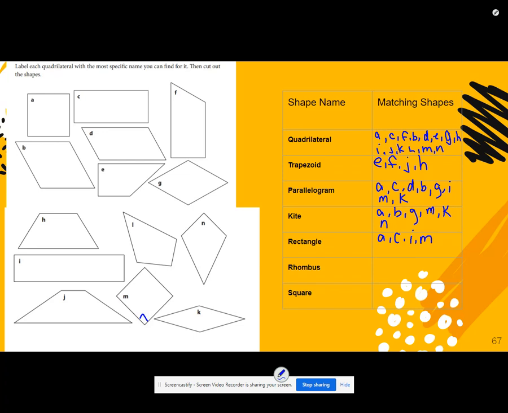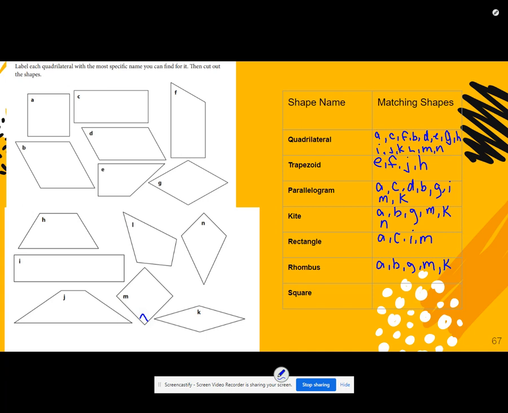All right, which shapes are rhombuses? Remember, a rhombus has four congruent sides, meaning four sides that are the same length, right? A, B, G, M, K. Are there any other ones?